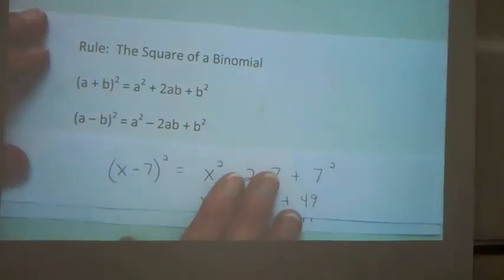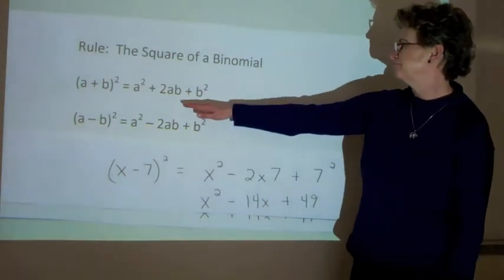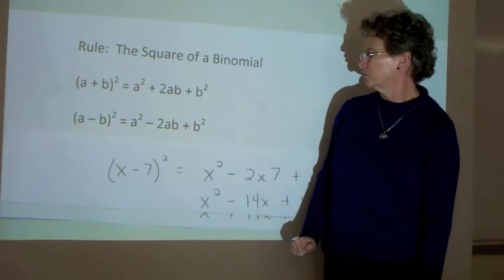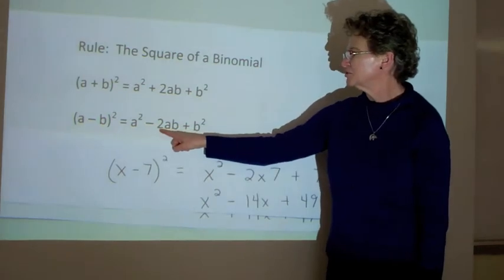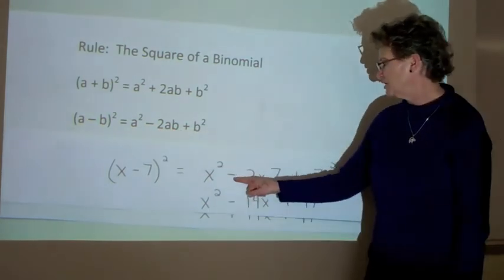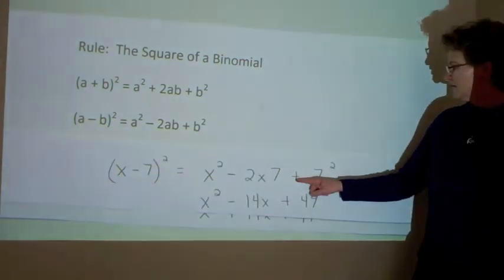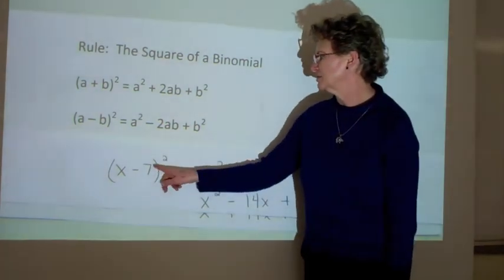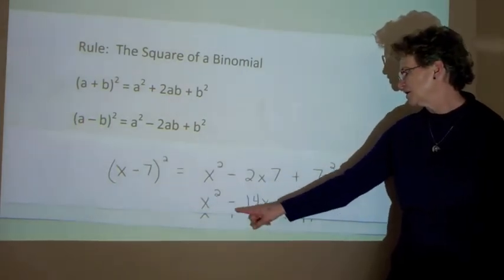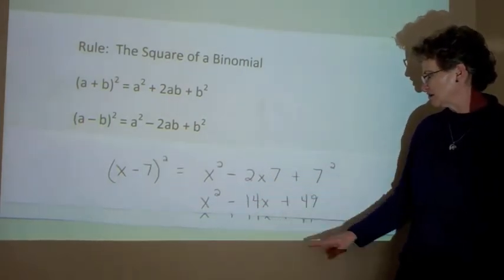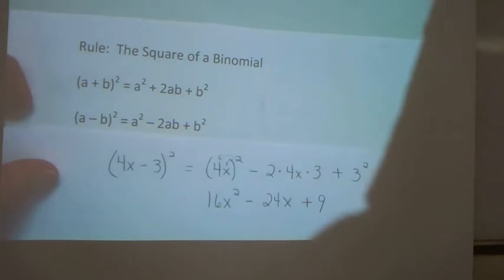Looking at another example, if I have x minus 7 squared, I'm following this rule right here, which says you square the first term, so x squared. I subtract 2 times the product of the two terms, x and 7, x times 7. And then I add the square of the last term. The last term is 7, so plus 7 squared. When I simplify that, I get x squared minus 2 times 7 is 14x plus, and then 7 squared is 49.